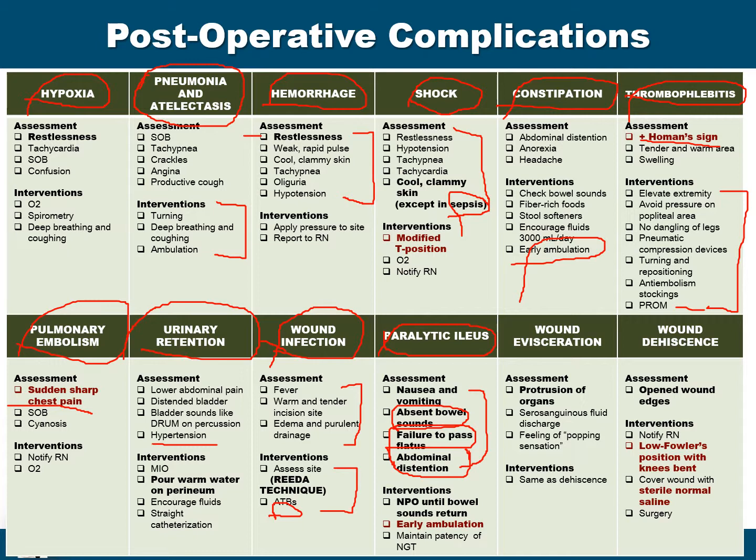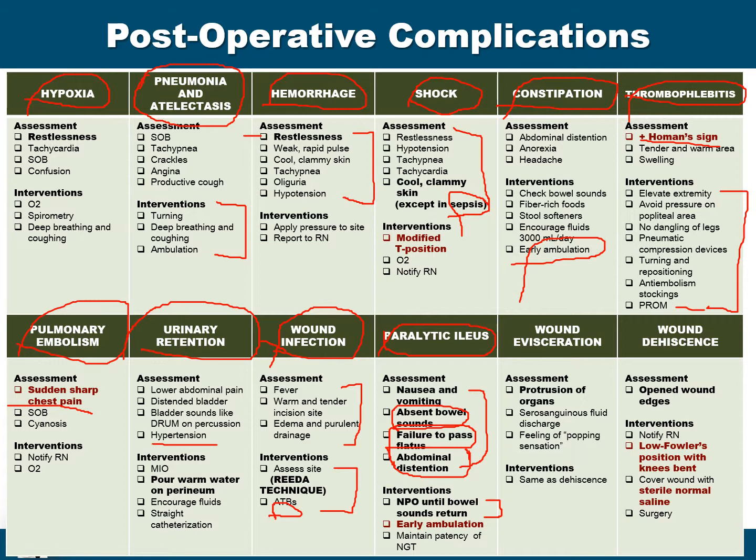Now, our interventions for paralytic ileus are the following. Patient should be placed on NPO until the bowel sounds return, and also encourage the patient to do early ambulation to promote peristalsis. And if the patient has an NG tube, it's very important to maintain the patency of the tube to prevent abdominal distension.